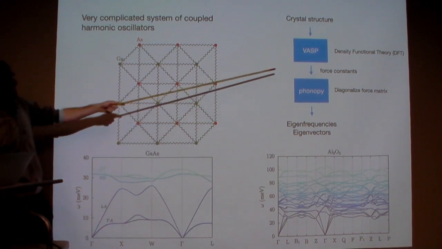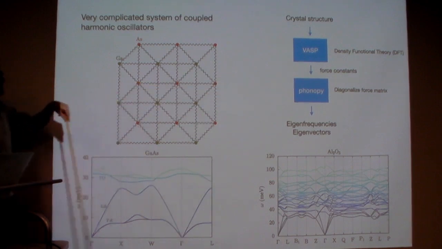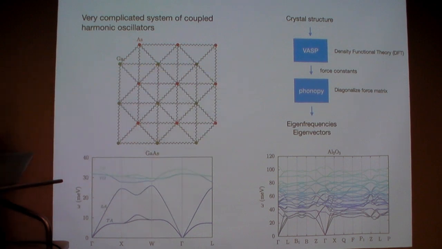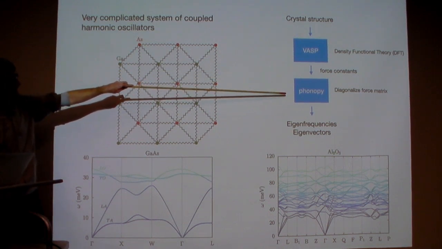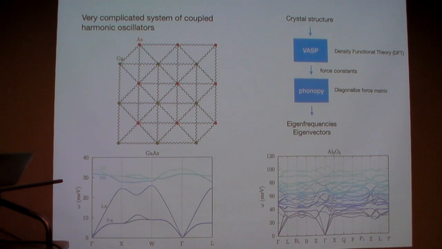This is done with a tool called density functional theory, which is, loosely speaking, the equivalent of numerical quantum field theory. It's the analog of lattice QCD, I guess, for quantum matter physics. So that thing gives you these force constants, you diagonalize these things, and then you get a bunch of eigenfrequencies.